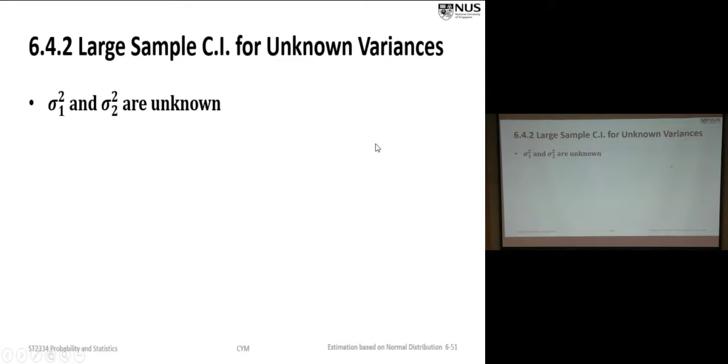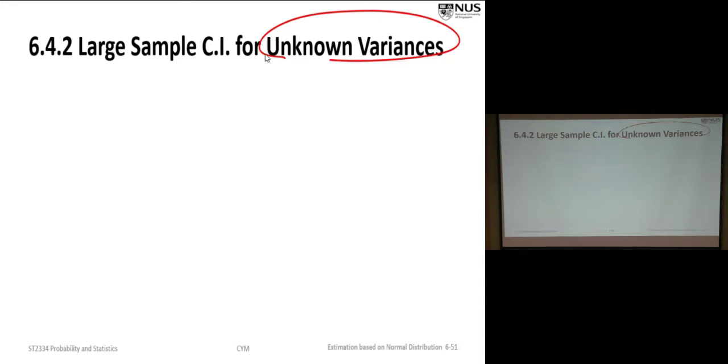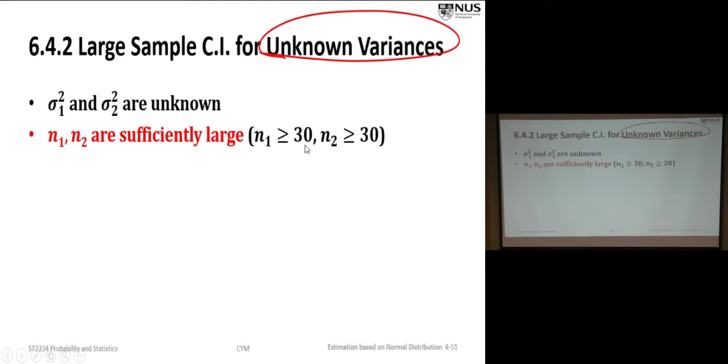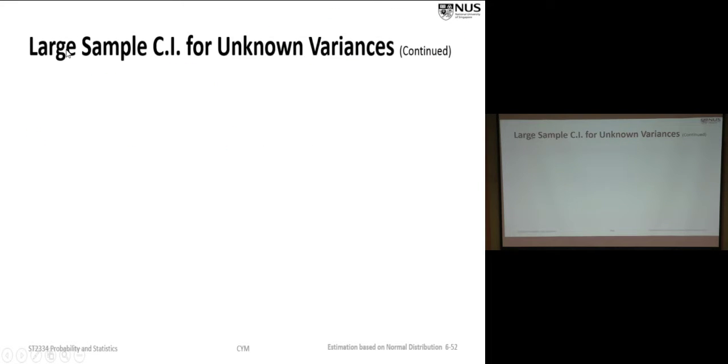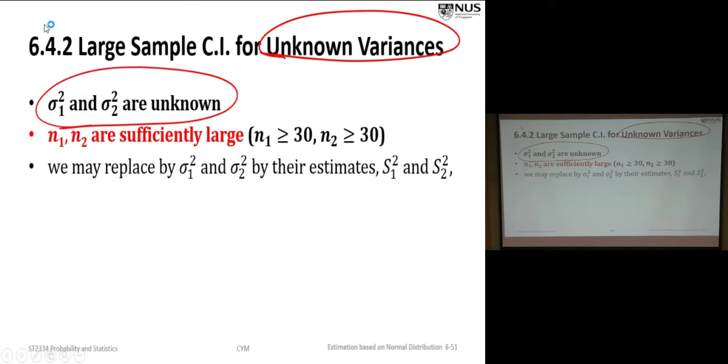So what happens if the variance is unknown? It's more complicated now. If the variance is not known, what to do? If sigma 1 square and sigma 2 square are unknown, but the sample size is big, then I estimate sigma 1 square by S1 square, and sigma 2 square by S2 square. All right?